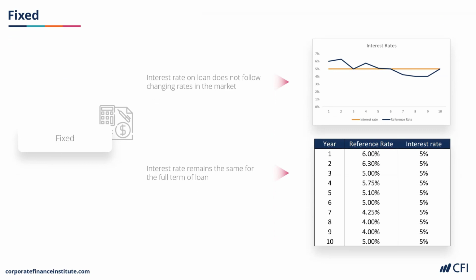Let's look at an example of a fixed rate loan. The interest rate does not follow the changing rates in the market, as you can see in the chart on the right. And if you look at the table below, you will see that each year, as the reference rate changes, the interest rate on this fixed interest rate loan remains at exactly 5%.